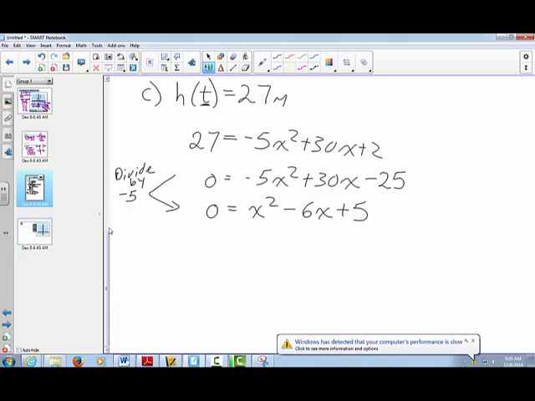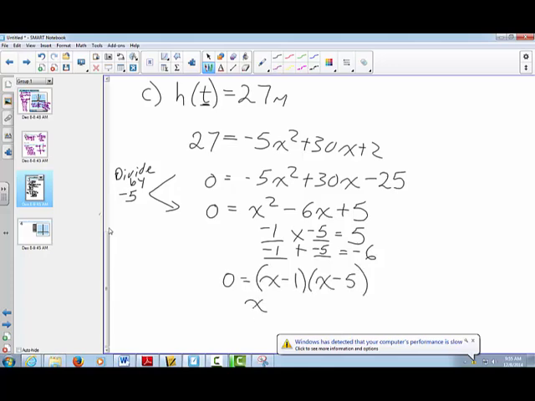Simplifies it. Two numbers multiplied together: what times what equals 5, but when you add them together, they equal negative 6. Well, two negatives make positives. So negative 1 times negative 5. Sorry, that should be plus, equal negative 6. And negative 1 times negative 5 equals positive 5. So 0 equals x minus 1 times x minus 5. So x equals 1 or x equals 5.